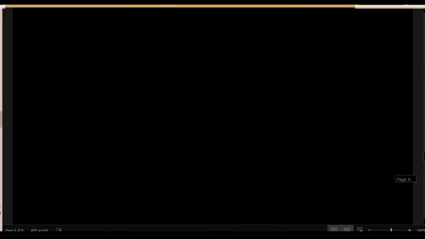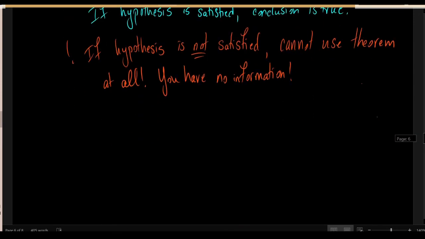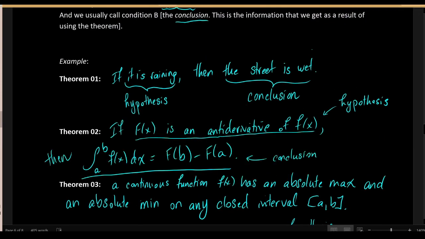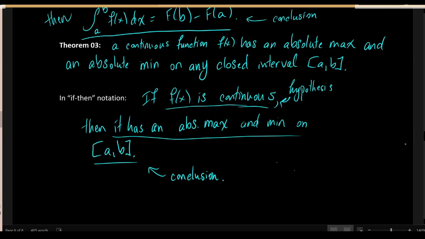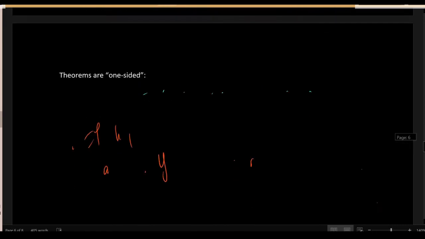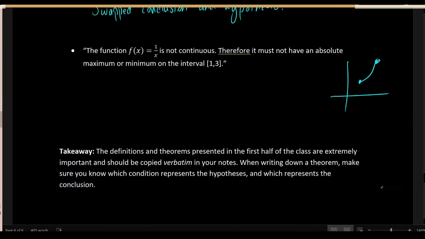But this person is trying to argue based on theorem number 3 here, which says that if the function is continuous, then it must have an absolute max and min. They said to themselves, the function's not continuous, therefore it does not have an absolute max and min. But this use of theorem number 3 is also invalid, because the hypothesis of theorem 3 is not satisfied. Our function is not continuous.